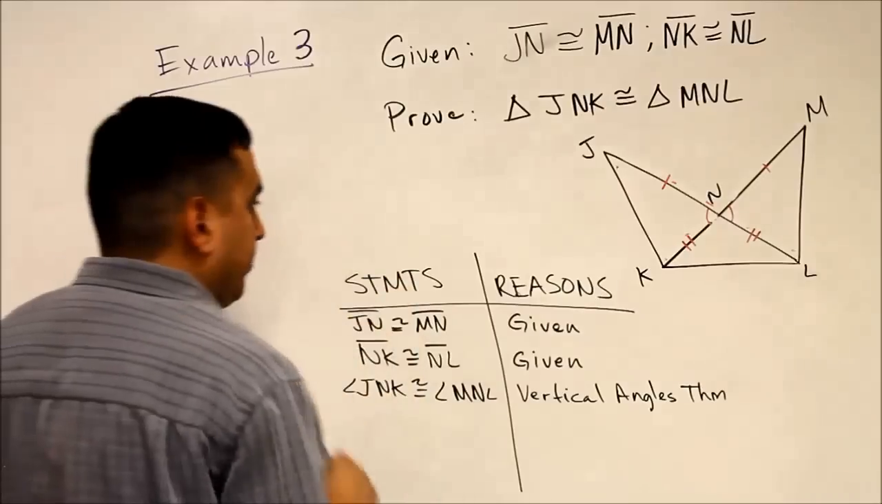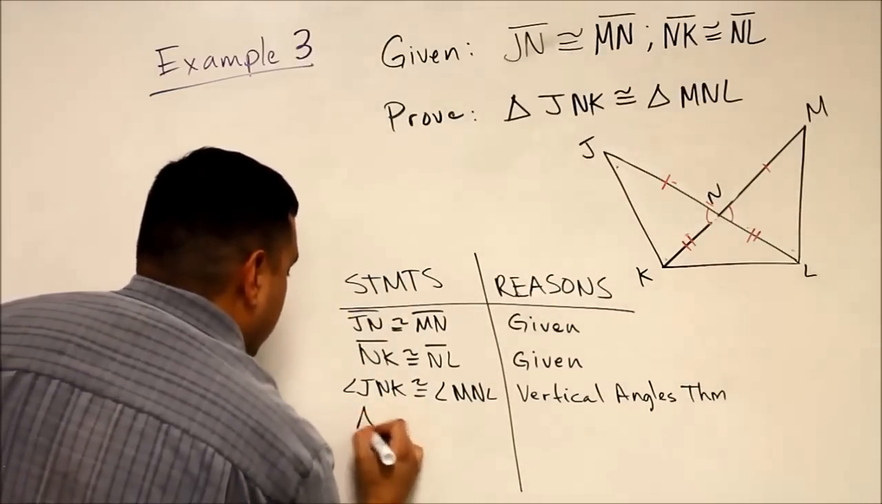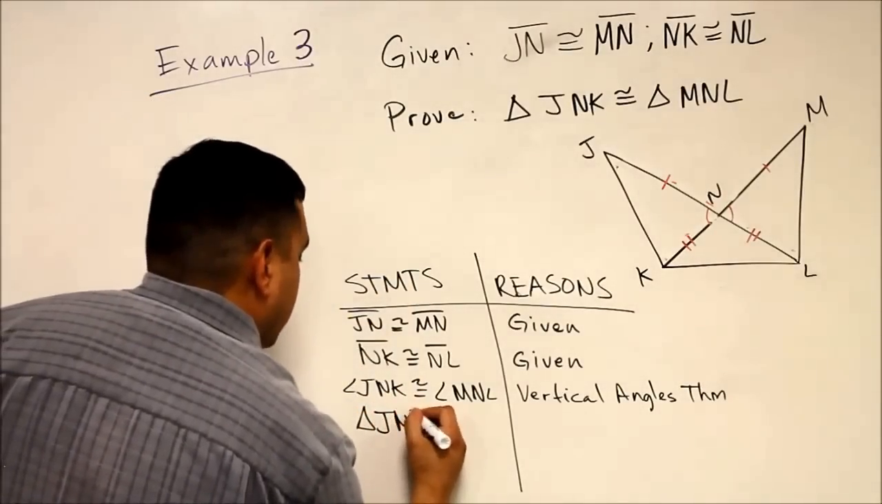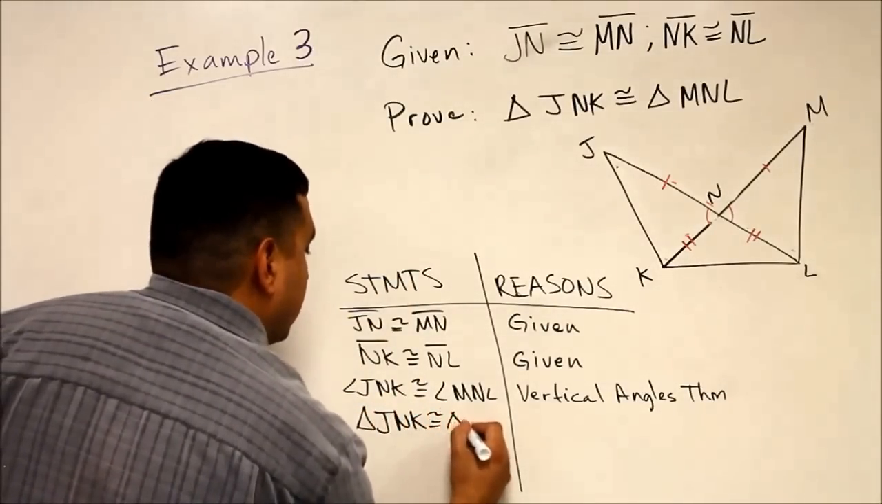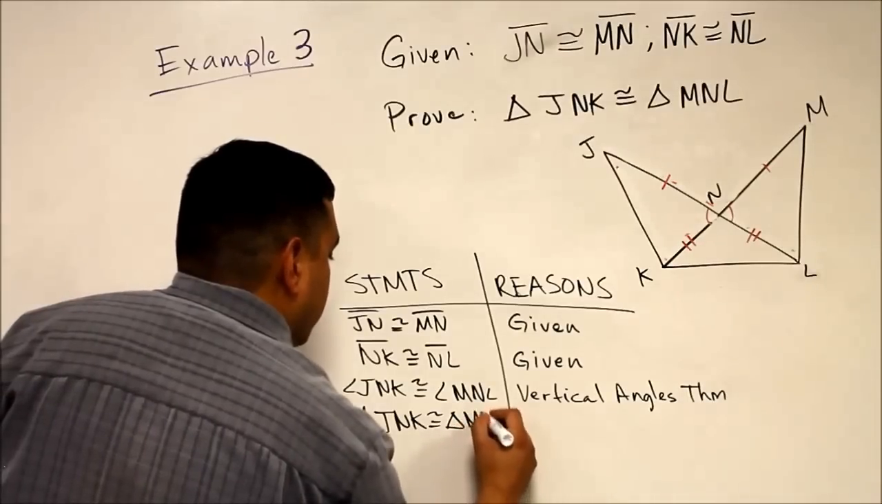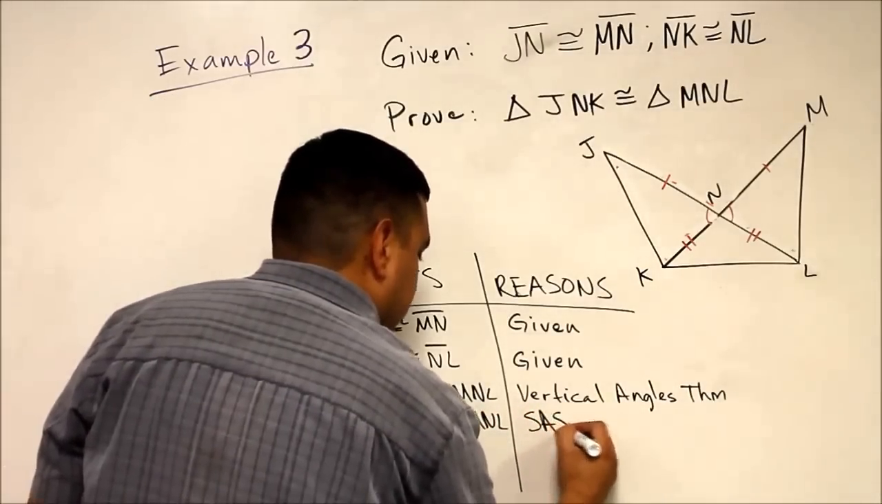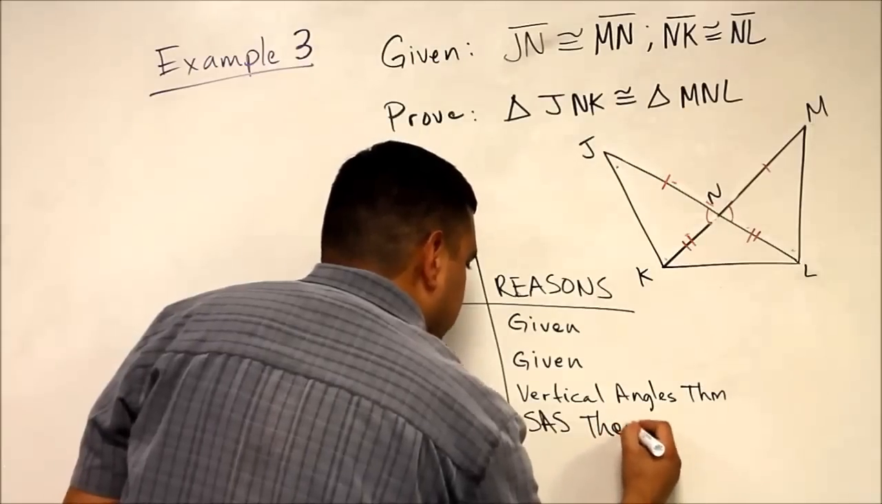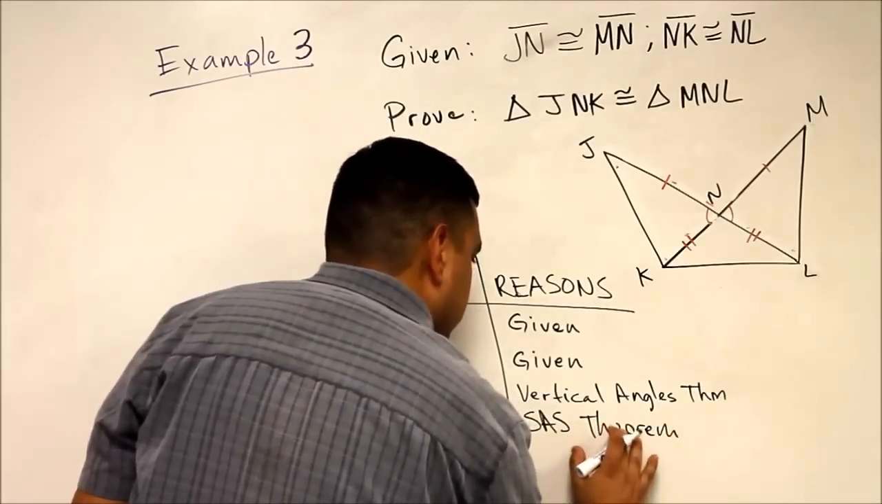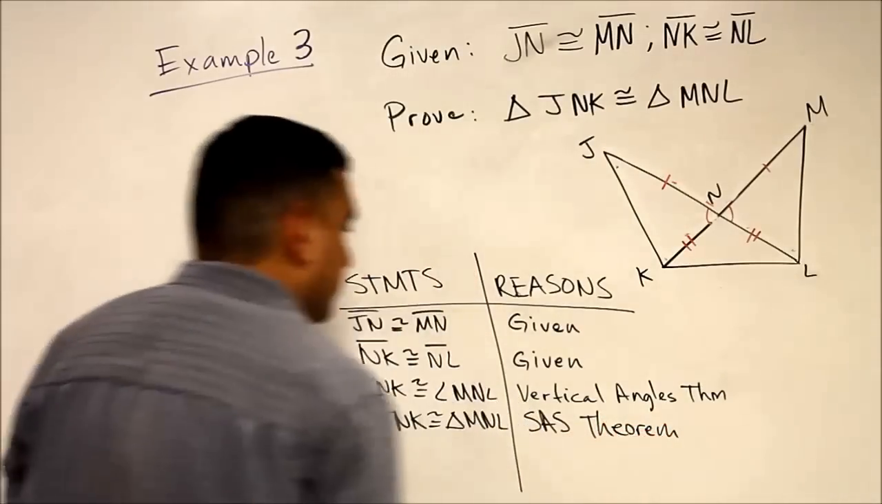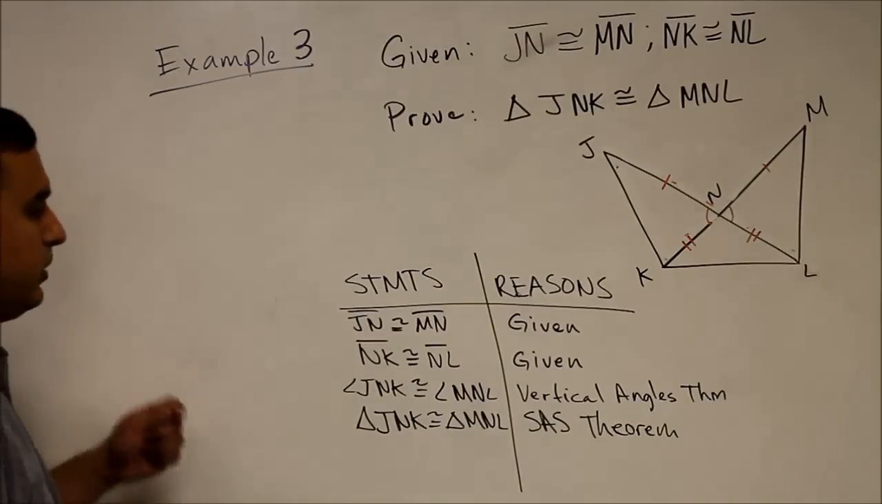So I have my three pairs. Now I can say that triangle JNK is congruent to triangle MNL because of the side, angle, side theorem. Okay. So there you go. We have this proved.